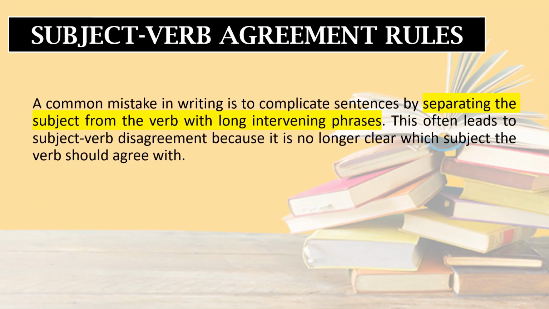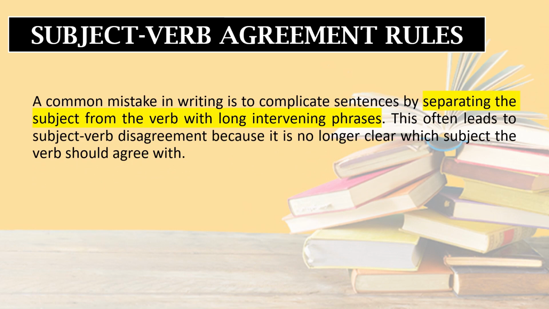Now let us take note of a common mistake. A common mistake in writing is to complicate sentences by separating the subject from the verb with long intervening phrases. This often leads to subject-verb disagreement because it is no longer clear which subject the verb should agree with.